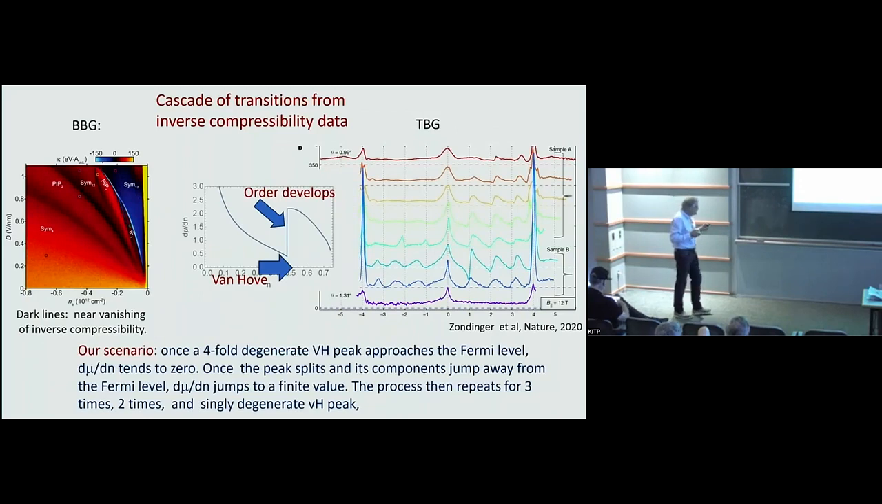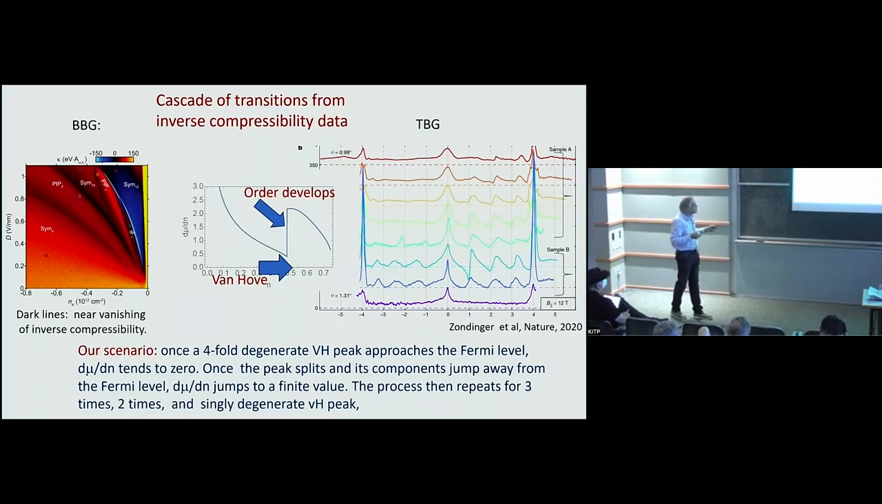What we are saying is that once, say, a fourfold degenerate peak, a 1/2 peak, comes to the Fermi level, dμ over dn goes to 0. At the 1/2 point, dn over dμ diverges. But before it goes to 0, order develops, and then all components of the peaks move away from the Fermi level. Once they move away from the Fermi level, dμ over dn jumps to a finite value.